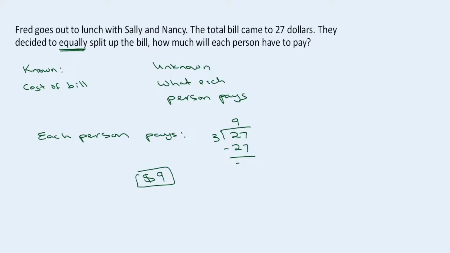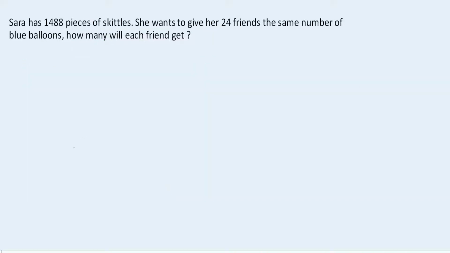Let's look at another example. Sarah has 1,488 pieces of Skittles. She wants to give her 24 friends the same number of blue balloons. How many will each person get? So we look at here the same number. This you can also say equal here.